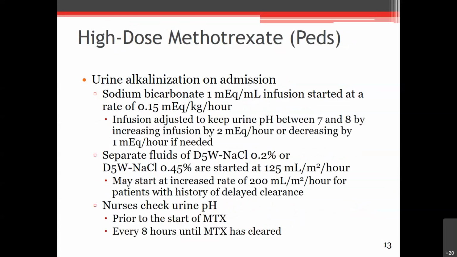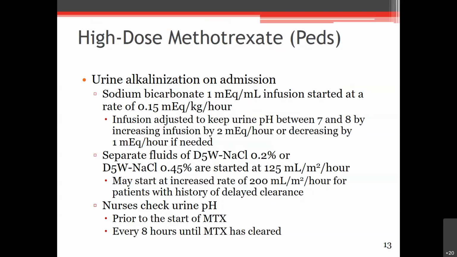For peds, the urine alkalinization is going to be slightly different. So in peds, we actually use a straight sodium bicarbonate drip, and that starts at a standard rate of 0.15 milliequivalents per kilo per hour. And then the nursing staff is actually able to adjust this in order to keep the urine pH between 7 and 8, so they're able to increase and decrease that on their own.